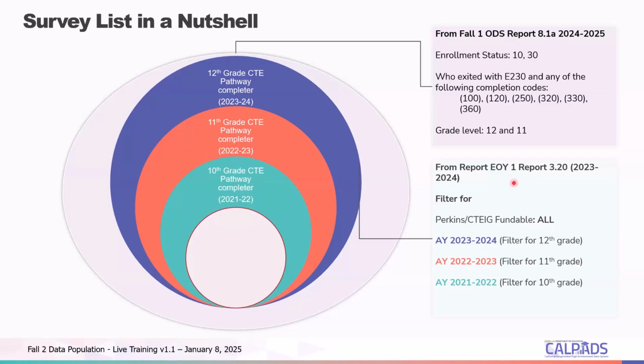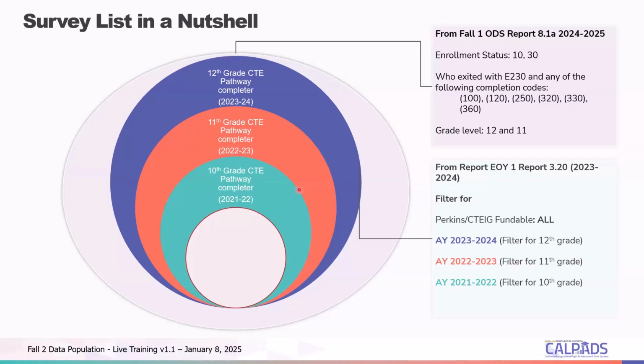Then you should be able to get that list of students. Now, if you have students who completed CTE pathways during their junior year, you may also be able to generate that by running that same report 3.20 in academic year 22-23, filter for 11th grade, and then do the same for 10th grade. There may be a possibility that the student started a two-level pathway during their freshman year and completed the pathway during their sophomore year.